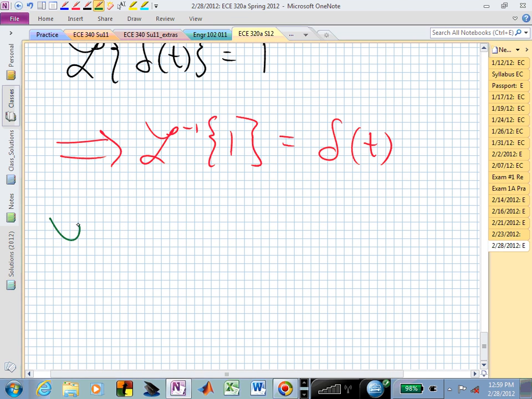What if I now wanted the Laplace transform of the derivative of an impulse? If you thought the impulse was a weird function, it's a generalized function. Now we're taking the derivative of it. Whew.